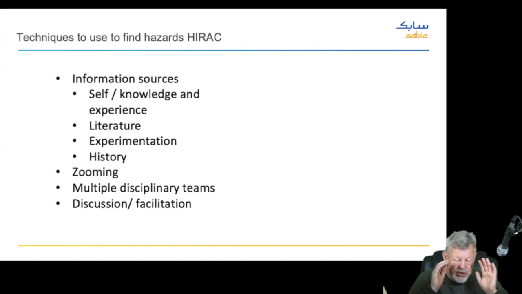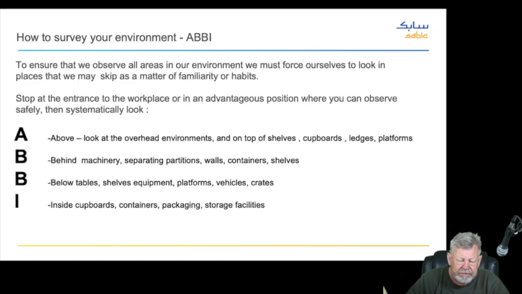So we can zoom into areas. In other words, instead of looking at a big project, we only focus on one job, one task at a time, and we focus on this area so that the items in this area stand out bigger. We use multidisciplinary teams so that we get the input from a variety of people, and we want to discuss. That's why we do risk assessments in groups and hopefully under an experienced facilitator.